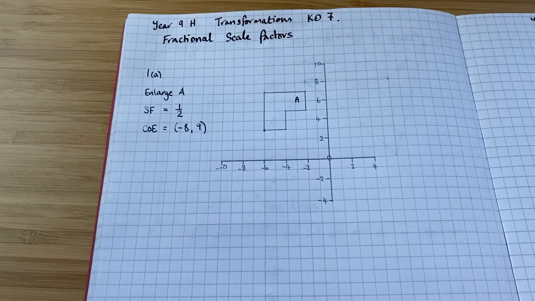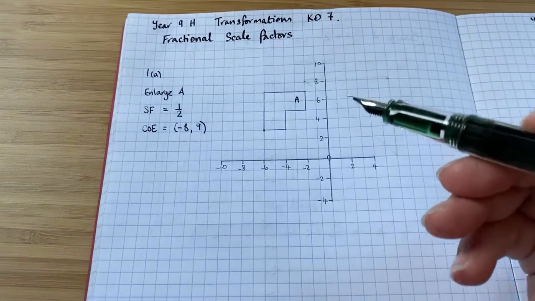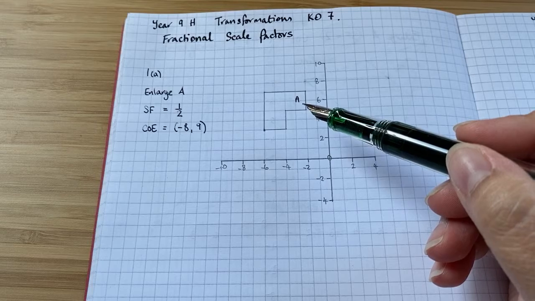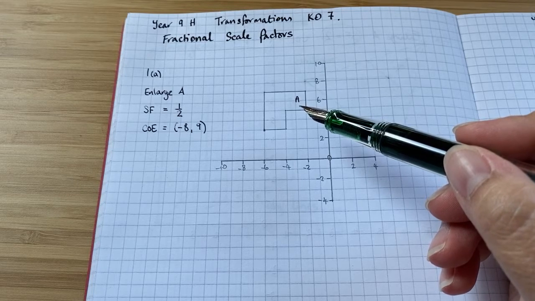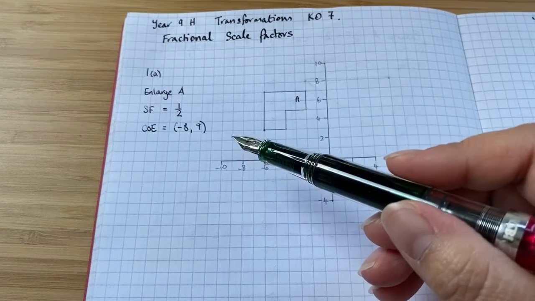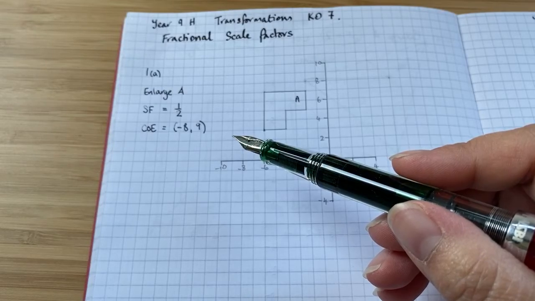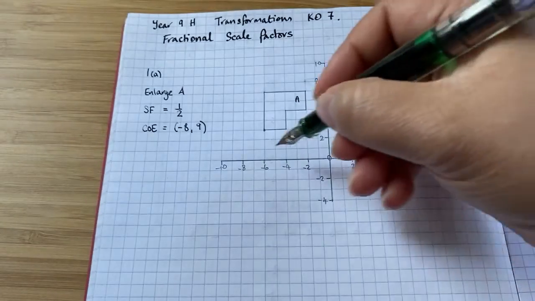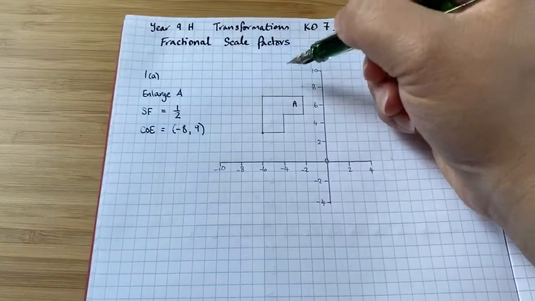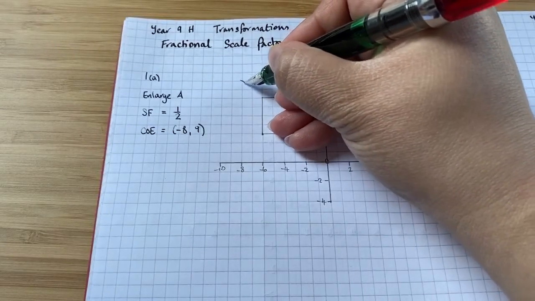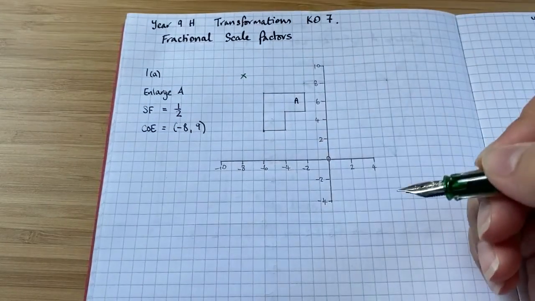This video is for Knowledge Organizer number 7 for Year 9 Higher on transformations, and this is about fractional scale factors when you're enlarging a shape. So I've got a shape here, A, and we're going to enlarge it with a scale factor of 1/2 with a center of -8, 9 for our center of enlargement. So the first step I'm going to do is to plot that center of enlargement here, so -8, 9.